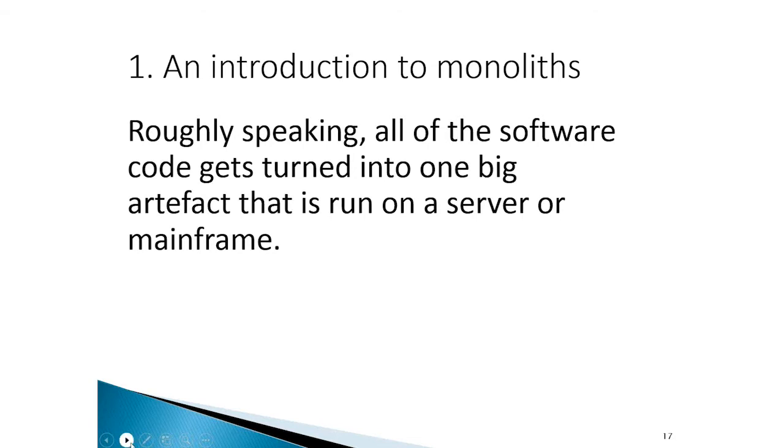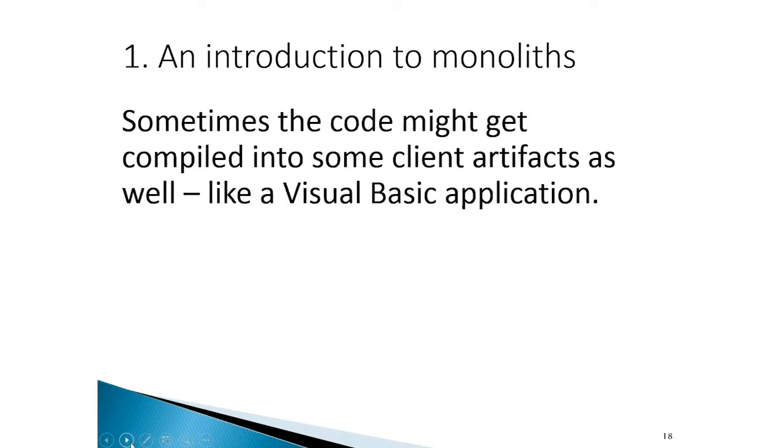So if we go to the next slide, sometimes that code might also get compiled into some client artifacts as well, like a Visual Basic application. And this is a model that I've seen in a number of states through my work with ACF. So traditionally, the type of legacy child welfare information systems that I've seen will have quite a lot of monolithic database and server code. And then there'll be a similar big client application that is treated as one single client application, like a Visual Basic application. And that application runs on the client side, runs on caseworker laptops and PCs, for example.